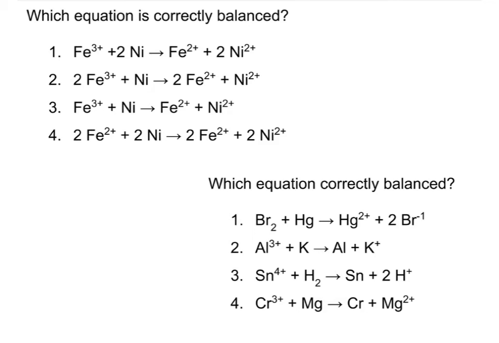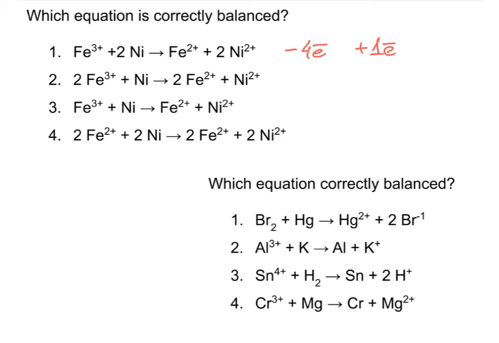Okay, here's something a little bit more challenging. Which equation is correctly balanced? If we look at the first equation, we will see that we have 2 nickels losing 2 electrons each. So overall, that would be loss of 4 electrons. But if we look at what is happening to the iron, it is reduced, but only by 1 electron. So 4 electrons lost and 1 accepted. No, that's definitely not a correctly balanced equation.